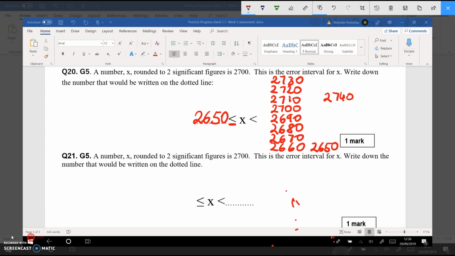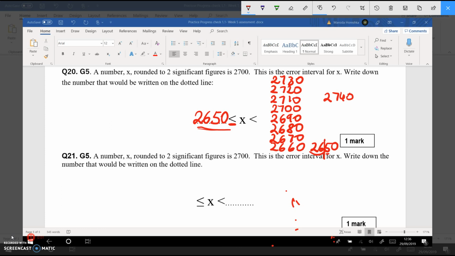So if you look at this, round to two significant figures, that's these first two figures, and to decide, we look at the 5, so the one on the right, and we've said that if it's a 5, 6, 7, 8, or 9, we round up, so that this goes to 2700. So this is the lowest possible value that x could take.